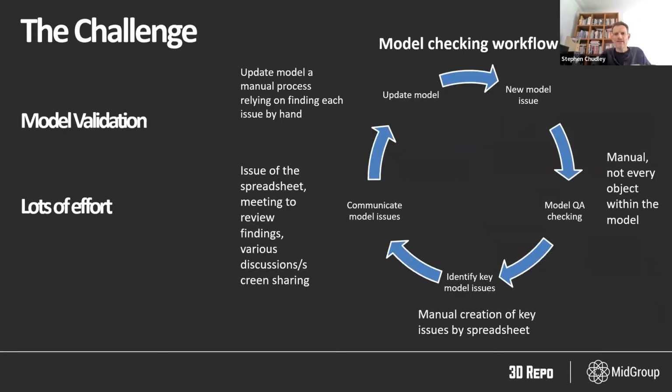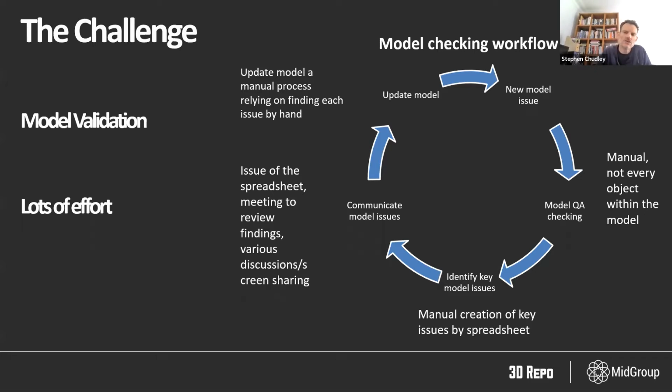Now, the first one in that list is about model quality. So how do we ensure that we get the right model quality? And we do model validations. So until we created the workflow that Wajdi is going to talk you through, this was our model checking procedure. So we'd undertake a model QA check, every model that we receive. But it's a manual check, and it's not every object within the model. Some of these models have upwards of 40,000 objects. You can't check every single one.